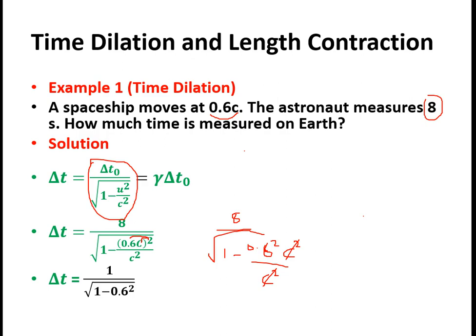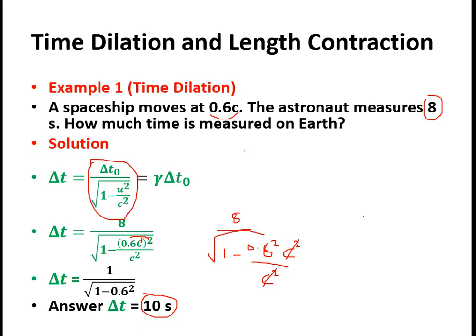When you simplify that, it will give you the time of the observer on the Earth's surface. So you see that the time of the person who is observing on the Earth's surface is 10 seconds, while the time the astronaut measures is 8 seconds. The slowing down of time when an object is moving close to the speed of light, we call it time dilation. So please memorize this equation.